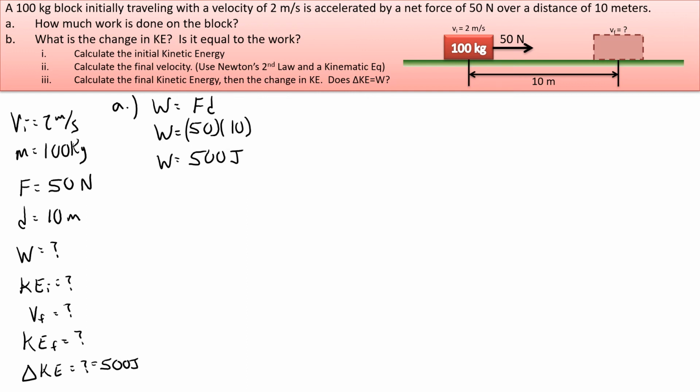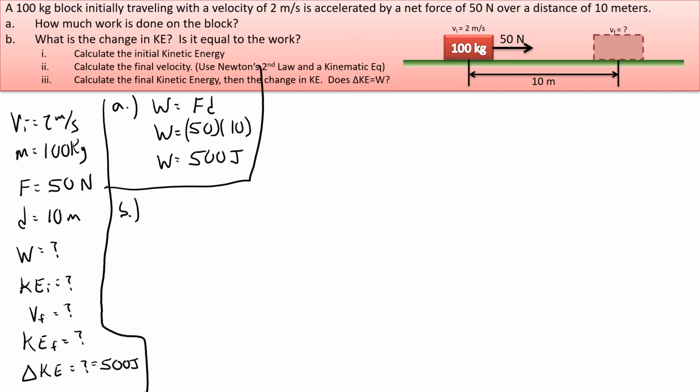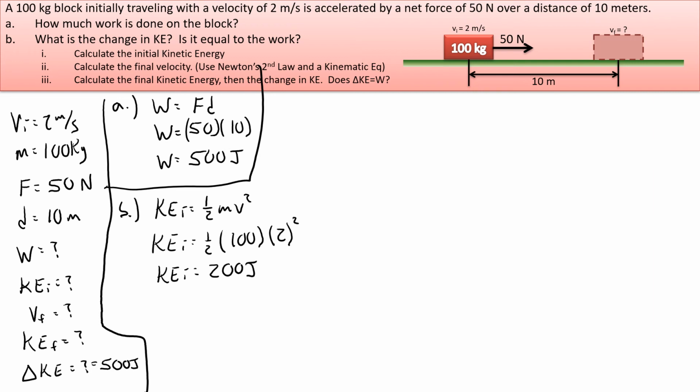Kind of nice how that works out, right? So let's see if that's really true. So that's part A. Part B says, find the kinetic energy. So the initial kinetic energy is equal to 1/2 mv squared, 1/2 100 kilograms times your initial velocity of 2 meters per second. Don't forget to square it. Your initial kinetic energy is equal to 200 joules. Okay, that's nice.